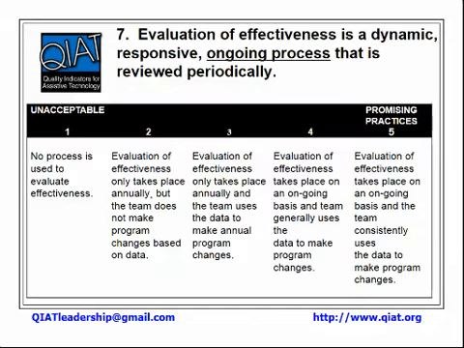When we're looking at the evaluation matrices for the ongoing process, the first and unacceptable is that we don't even use a process to evaluate effectiveness. And then we look to the right, and the next step is we do, but we only do it annually. We're not making program changes based on the data. As we continue to move to the right, we find that it only takes place annually, but the team does use it to make those changes annually, which means that for that year in between, that student was not progressing, but changes were not made.